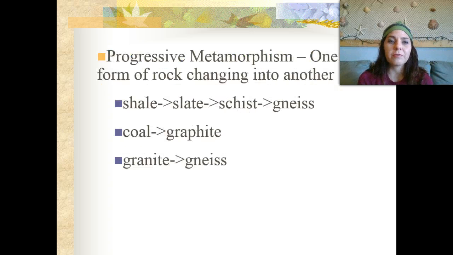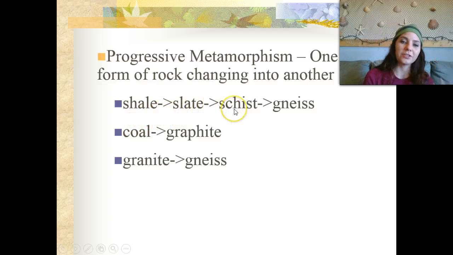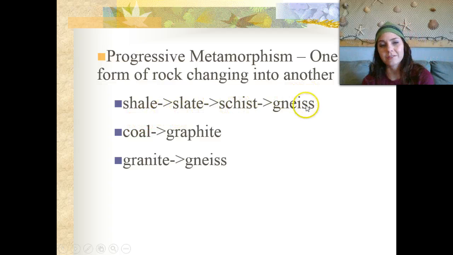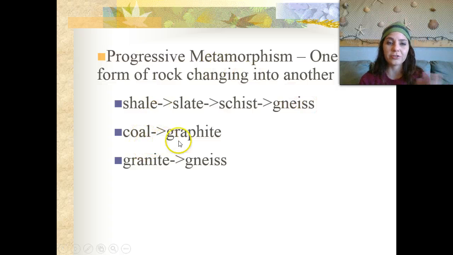So progressive metamorphism is one form of rock, again, changing into another. So for example, again, we have shale, which can change into slate, which can change into schist, which can change into gneiss. We have coal, which can change into graphite, and granite, which can change into gneiss.